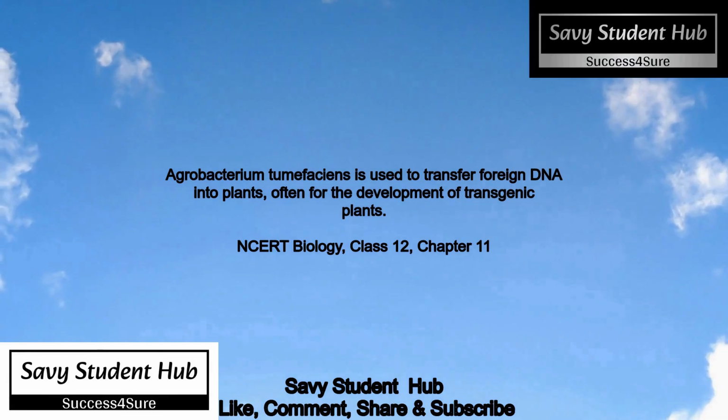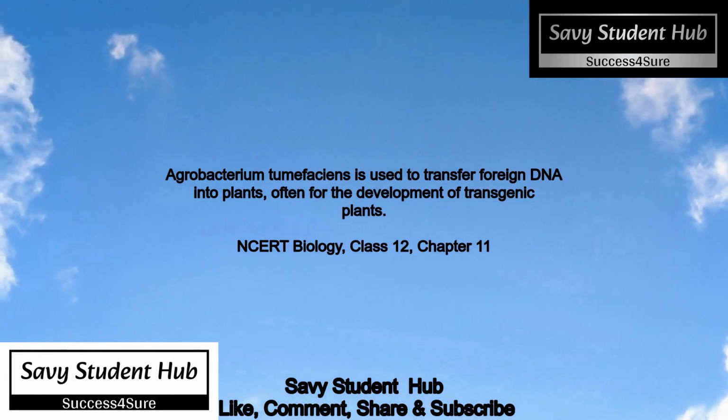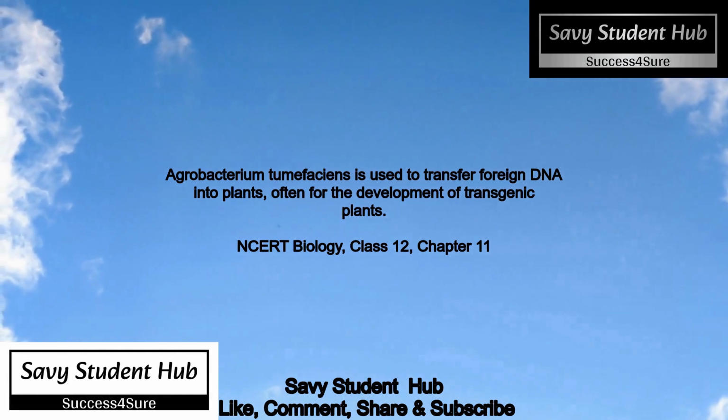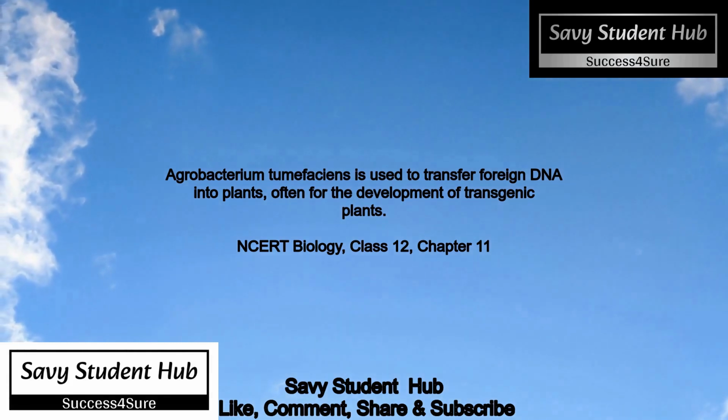Agrobacterium tumefaciens is used to transfer foreign DNA into plants, often for the development of transgenic plants.